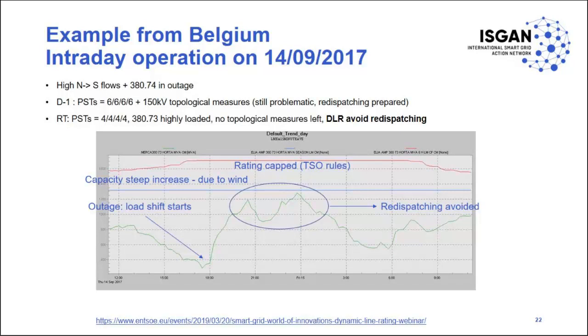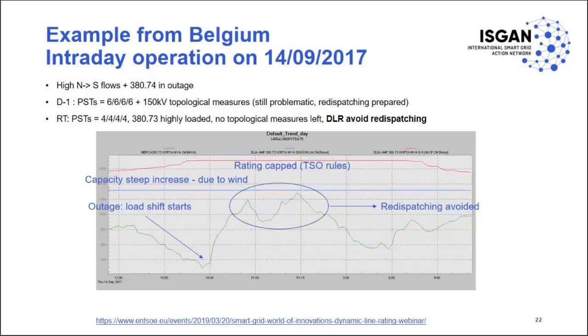This is the actual line loading on the 380 kV transmission line. You can see the green curve becomes very close to the static rating, the blue curve, in the critical evening peak hours. If the N-1 security calculations had been based on static ratings, this flow for sure would have resulted in a security violation, causing the need to tap the PSTs to 6 or even higher, and definitely to activate the redispatch instruction of the foreign power plants.